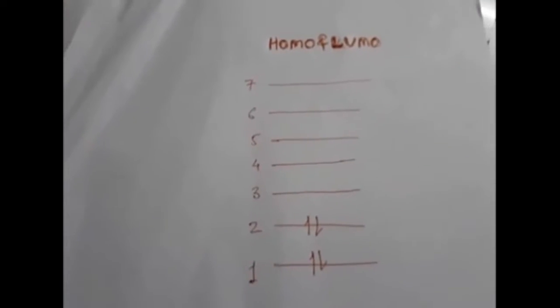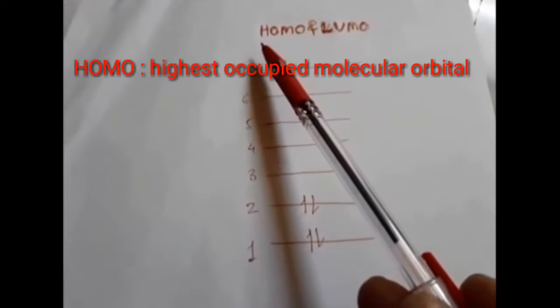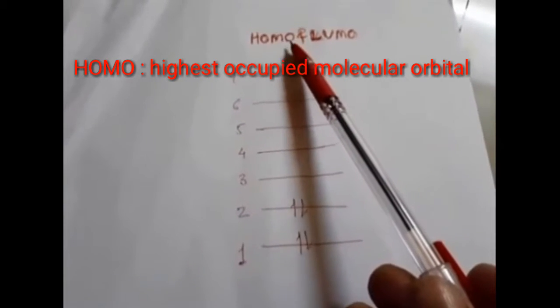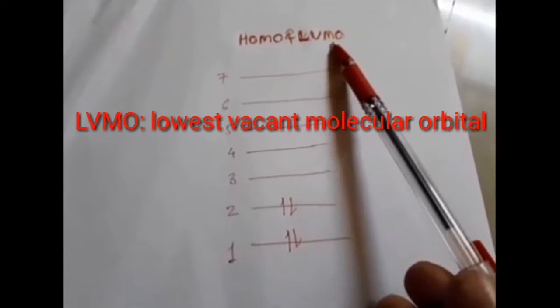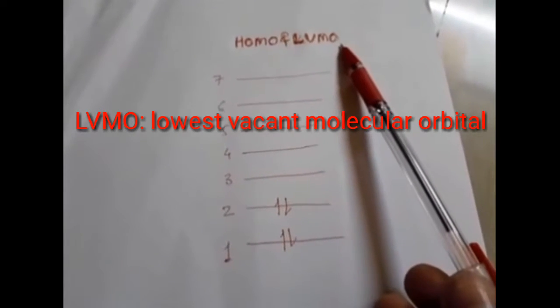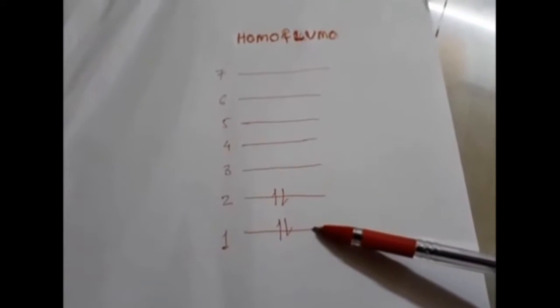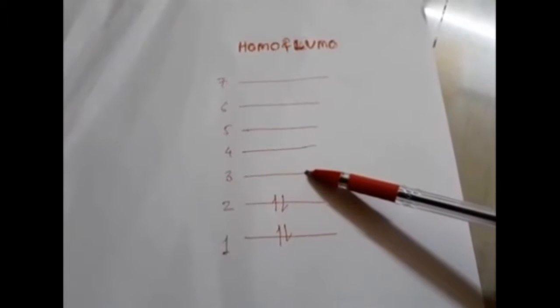Now let us discuss what is HOMO and LUMO. H stands for highest. Highest occupied molecular orbital is nothing but HOMO. And lowest vacant molecular orbital is nothing but LVMO. So let us consider a situation like this. These are the various molecular orbitals. Orbital 1 is filled with 2 electrons. Orbital 2 is filled with 2 electrons, and orbital 3 is, suppose, vacant.